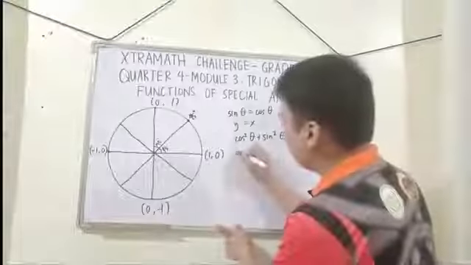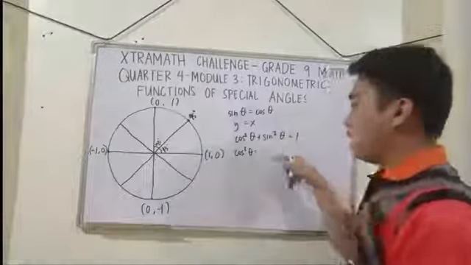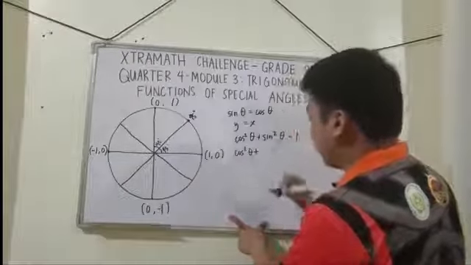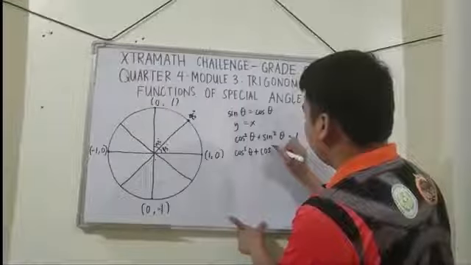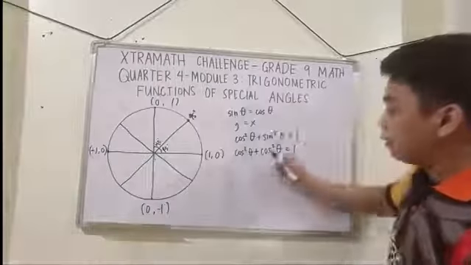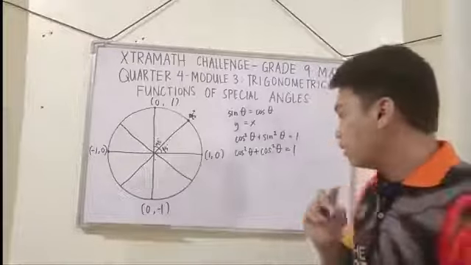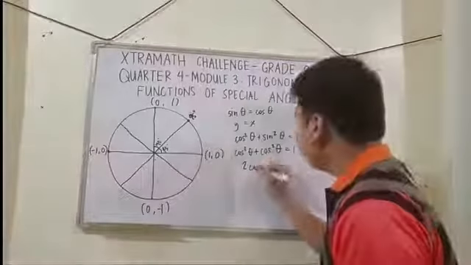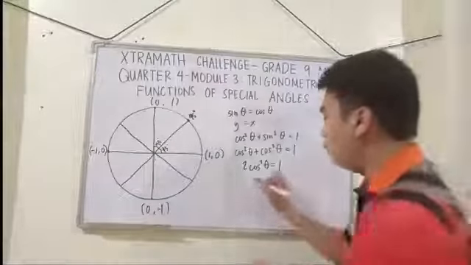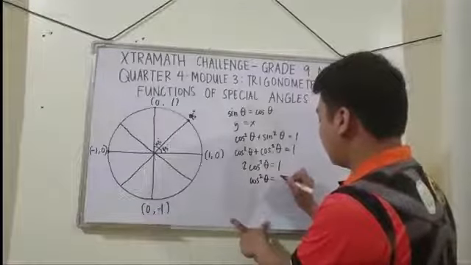So we can say that, by substitution, we can substitute sine theta as cosine theta. So we have cosine theta squared plus cosine theta squared is equal to 1, because sine is equal to cosine. So cosine squared theta plus cosine squared theta is equal to 2 cosine squared theta, that is equal to 1. And dividing both sides by 2, we have cosine squared theta is equal to 1/2.